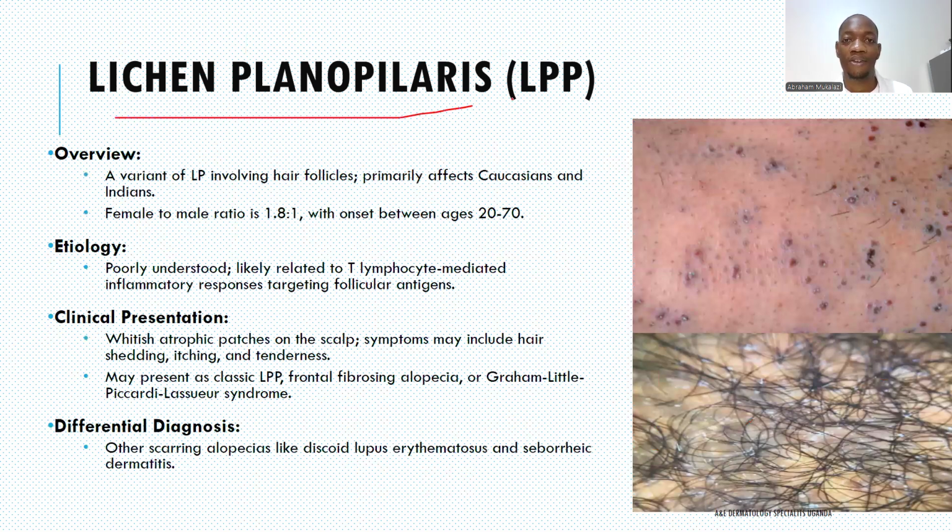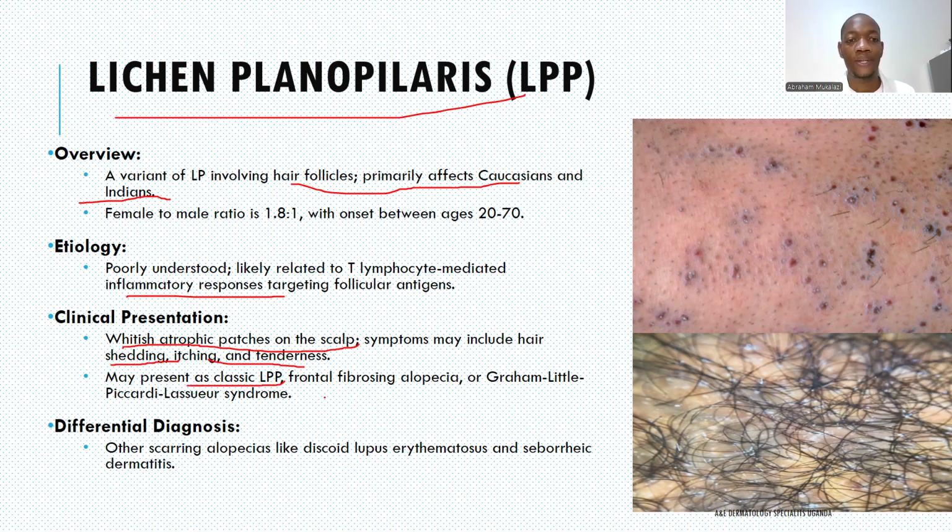Then we also have lichen planopilaris. So in this case, this is your lichen planus affecting the hair follicles. It is a variant of lichen planus involving the hair follicles, primarily affecting Caucasians and then also Indians, but it has also been seen in people of African descent. And it is still poorly understood, but still related to a T lymphocyte-mediated inflammatory response, which targets particular antigens within the hair follicles. So in the clinical picture, you will see whitish atrophic patches on the scalp that may include hair shedding, itching, and then also tenderness.